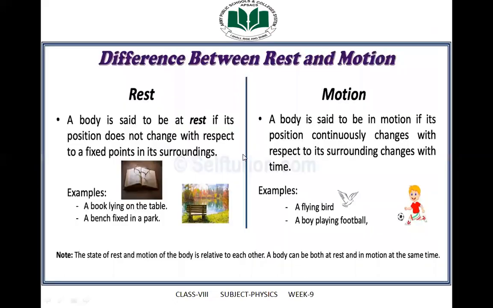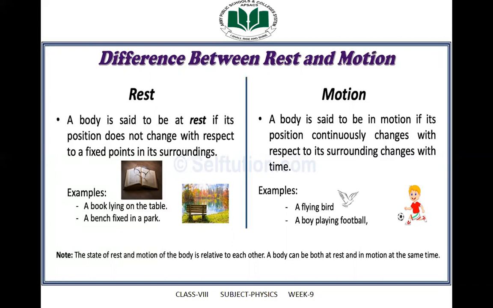Next is rest and motion. We see various things around us. Some of them are at rest while others are in motion. The definition of rest is that a body is said to be at rest if it does not change its position with respect to its surroundings. Surroundings are the place in its neighborhood where various objects are present.